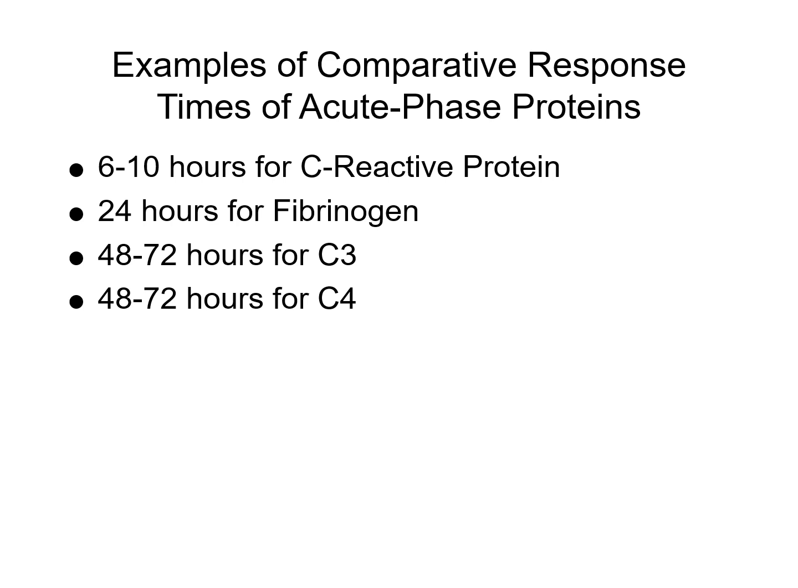CRP responds rapidly, which makes it a sensitive early marker. Fibrinogen rises more slowly, which can contribute to later inflammatory responses. Complement C3 and C4 take about 2 to 3 days to increase, which can actually reflect ongoing immune system activation.